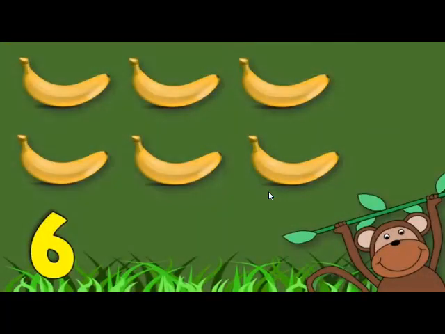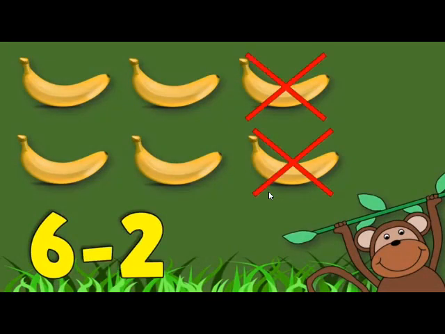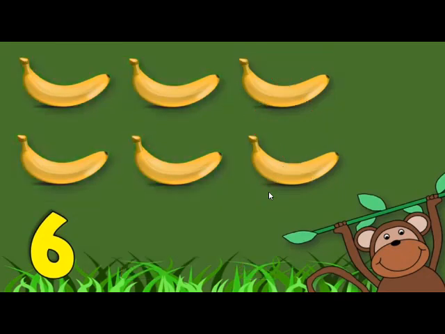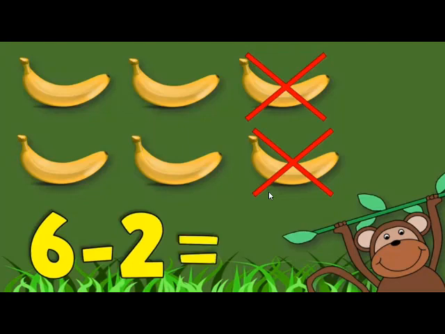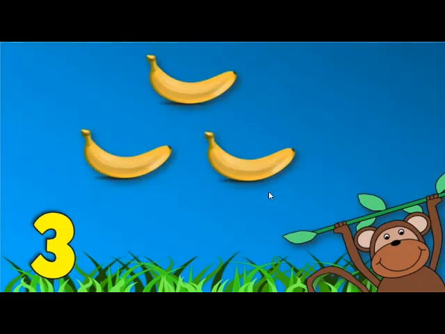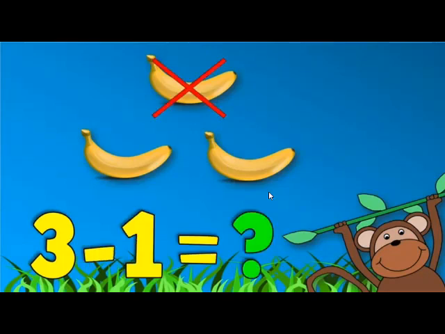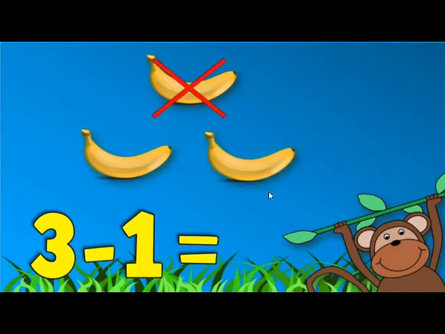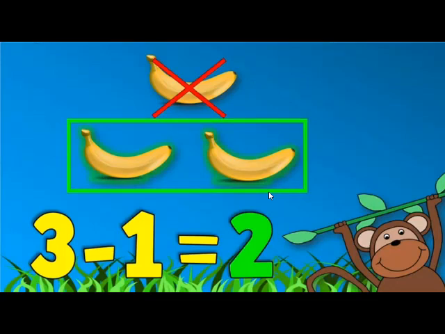Once upon a time, Monkey had 6 bananas. He ate 2 bananas. How many bananas were left over? 4 bananas. 6 minus 2 equals 4. 4 bananas were left over. One day, Monkey had 3 bananas. This time, he ate just 1 banana. How many bananas were left? 2. 3 minus 1 equals 2. He had 2 bananas left.